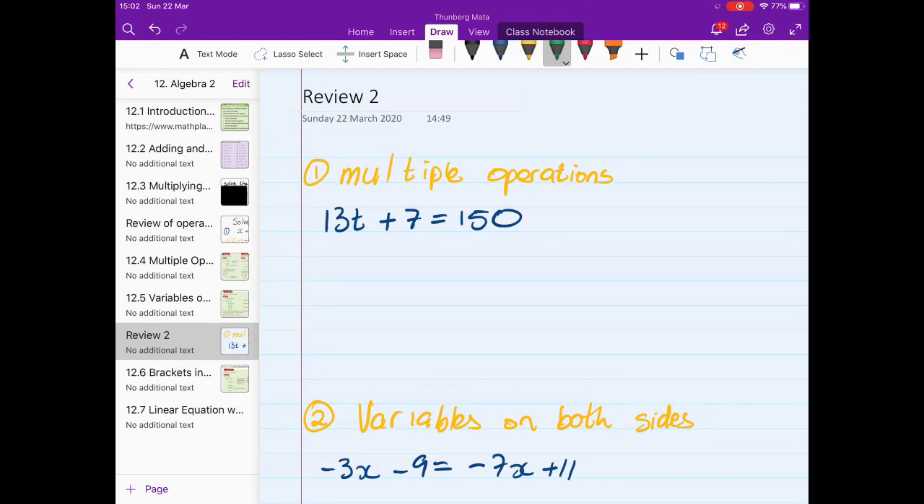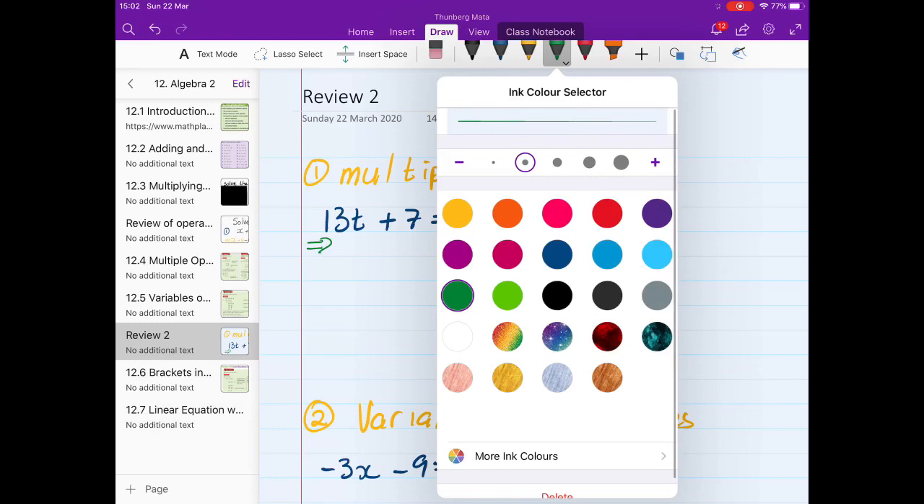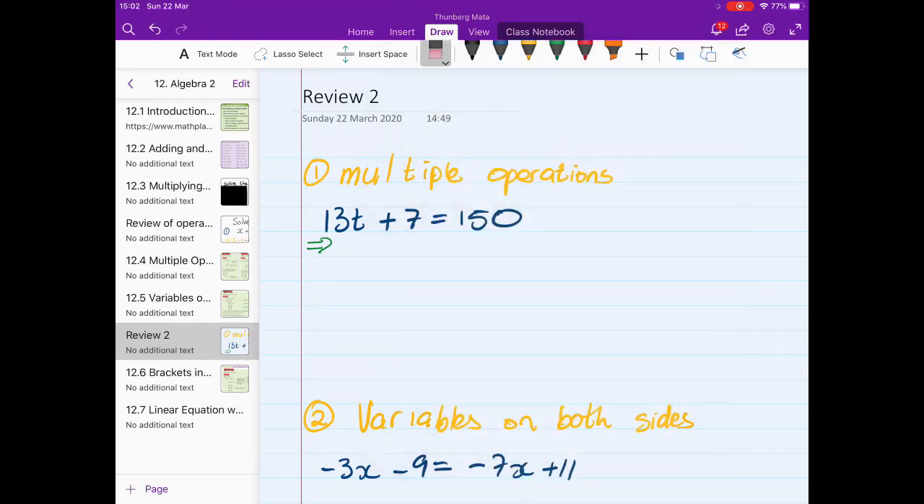Well, when we look at this, we can see that we have a variable, which is t, on the left-hand side of the equal sign. We have a 150 on the right-hand side of the equal sign, which is perfect, but that plus 7 shouldn't be on the left-hand side. So we want to sort that out. We want to move that over.